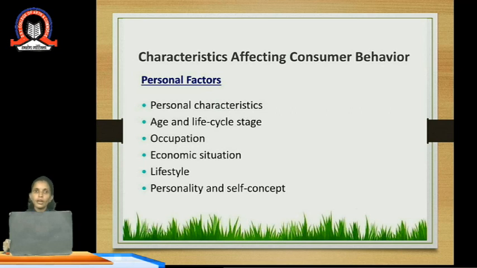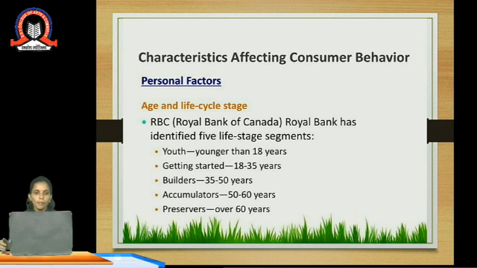Next comes the personal factors. The personal factors involve personal characteristics: age and life cycle stage of the person, occupation of the person, economic situation of the person, lifestyle of the person, and personality and self-concept of the person. Now, age and life cycle stage. In this, Royal Bank of Canada has identified five stage segments. The first one is youngsters, those younger than 18 years.